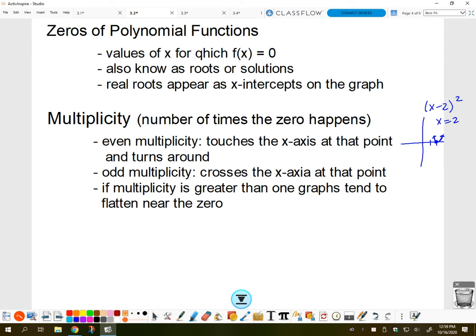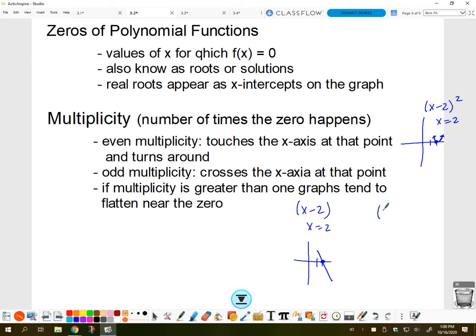Apparently I have lots of little typos I need to fix at that point. So if it's odd, it's going to go through the x-axis at that point, but if it's a 1, it goes straight through. If it's like a 3 or a 5, it's going to kind of wiggle through. So for an odd, let's say x minus 2 with nothing else there, and then you get a 0 at x equals 2. So that means at 2, your graph is going to go straight through that point.